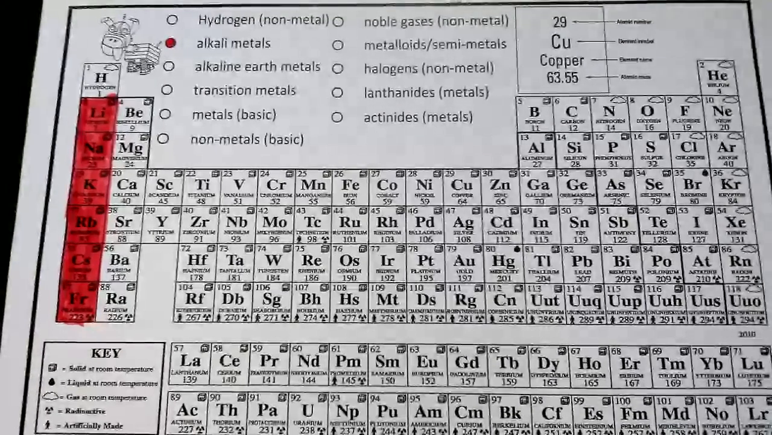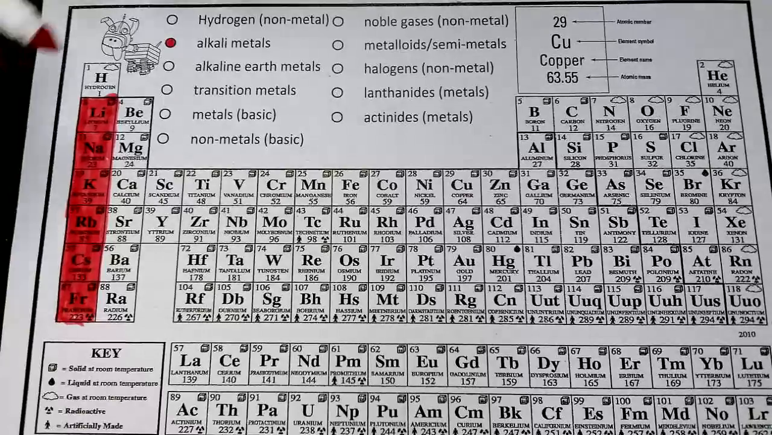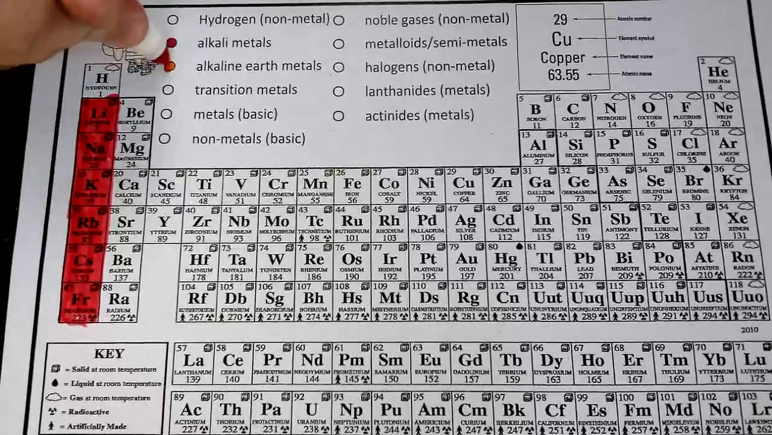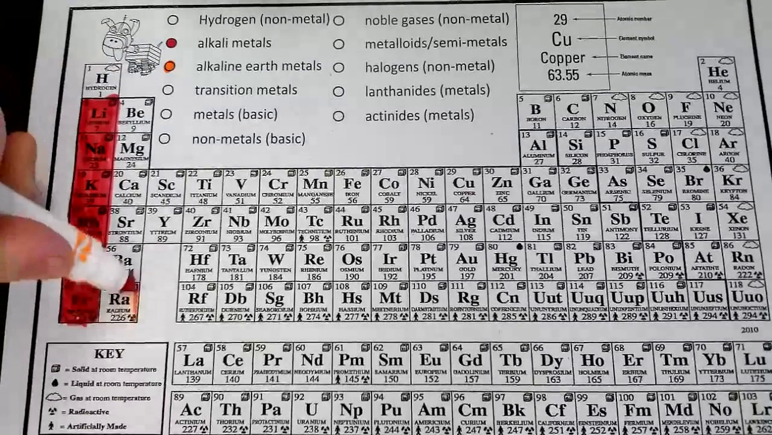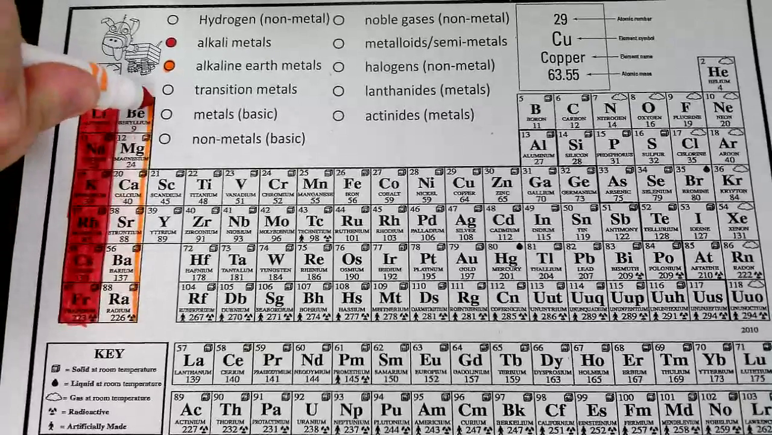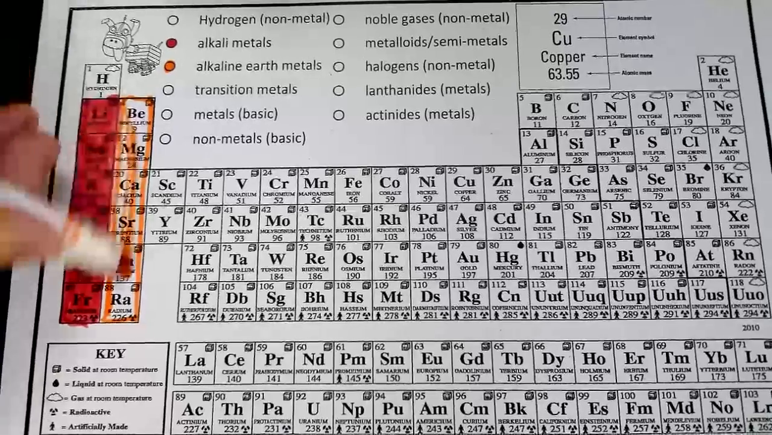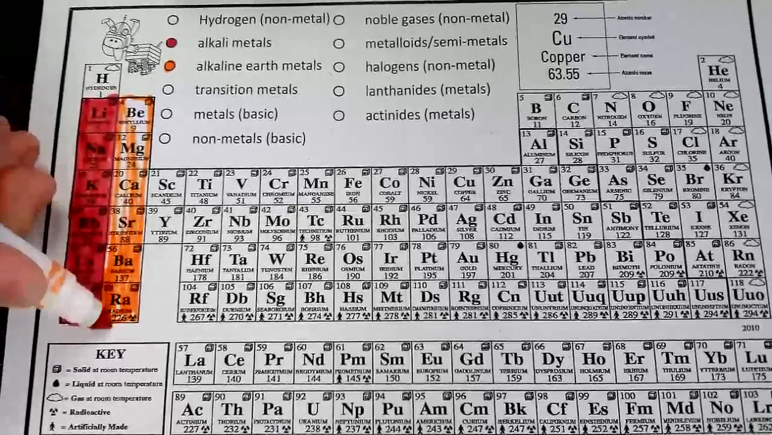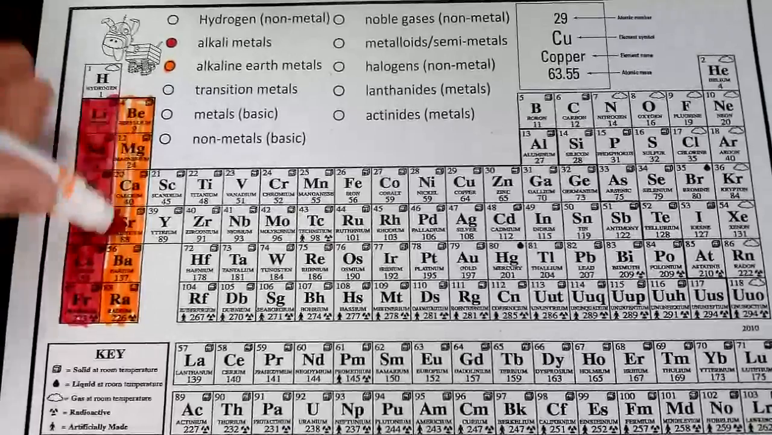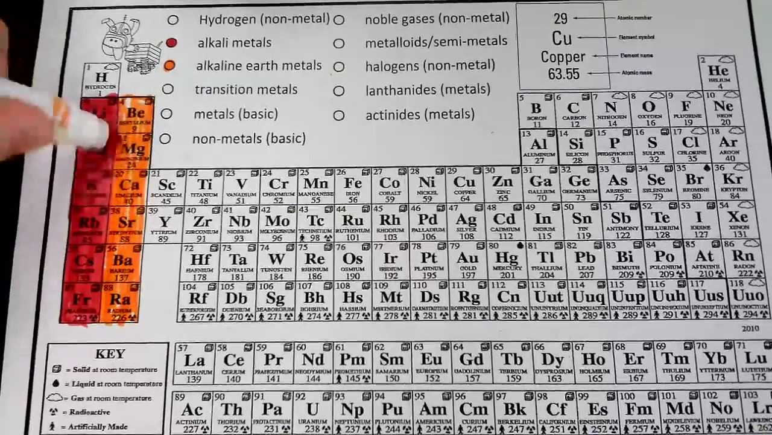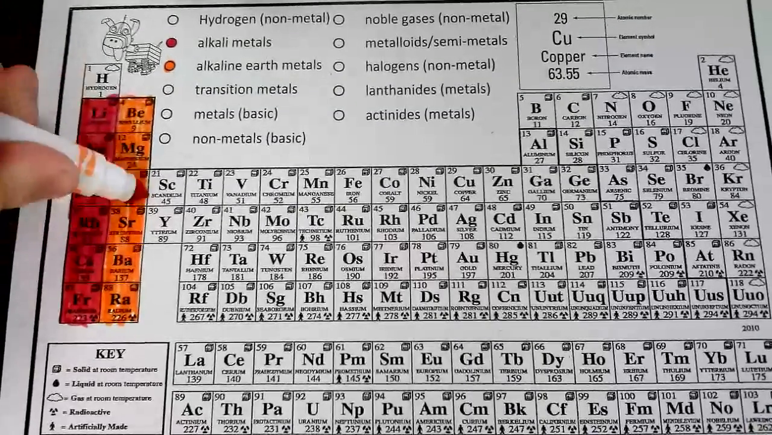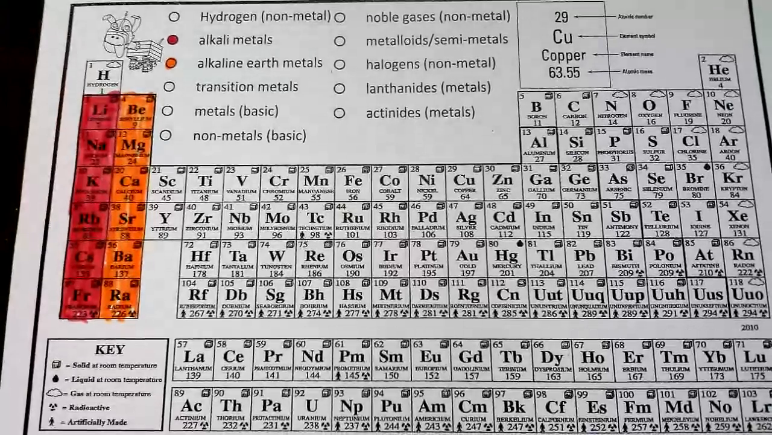So the next family we're going to talk about are the alkaline earth metals. This is in group 2. So we did group 1, the alkali metals. Group 2 are the alkaline earth metals, and that is going to be everything from beryllium to radium. Alkaline earth metals are highly reactive as well, but they're not nearly as reactive as the alkali metals.